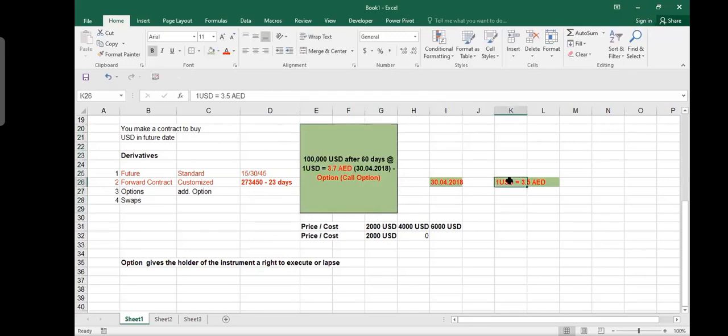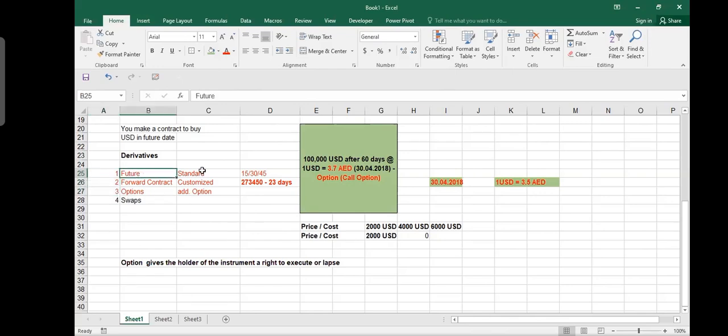Am I going to execute it or not? If the market is more suitable, I will lapse the contract. Lapse means let it go, let it expire. But if the market is like 3.8, then I will go and execute, because then it gives me some benefit. So if the contract gives benefit, I will execute. If the market gives benefit, I will lapse. So, if you have understood so far, whether we speak about forward, future, or option, all three of them are doing the same job. The only thing is that there are some features which are different.